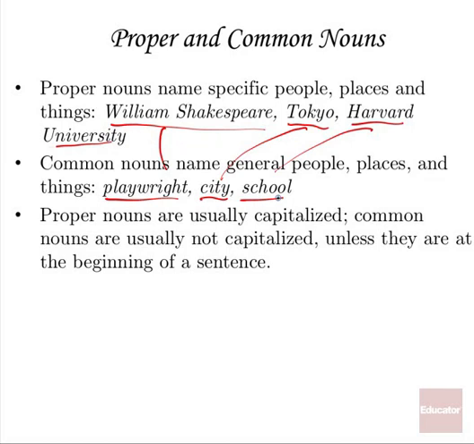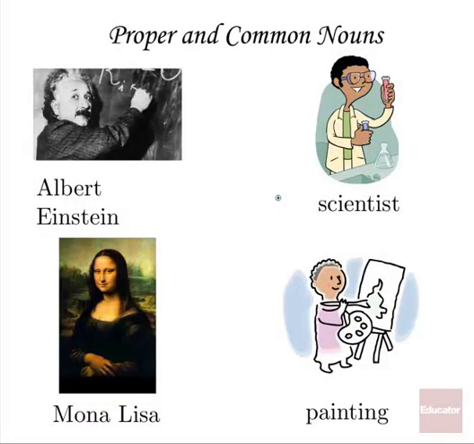Now, the way to tell a proper noun from a common noun is that proper nouns are usually capitalized, and common nouns are usually not, unless they're the first word in the sentence, in which case you always capitalize the first word in the sentence. Proper nouns are almost always capitalized, except for people like E.E. Cummings or K.D. Lang, who insist on spelling their name with lowercase letters. But aside from exceptions like that, proper nouns are capitalized, and common nouns are not, unless they're at the beginning of a sentence.